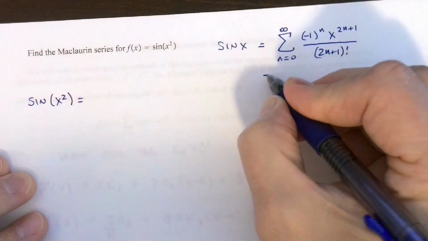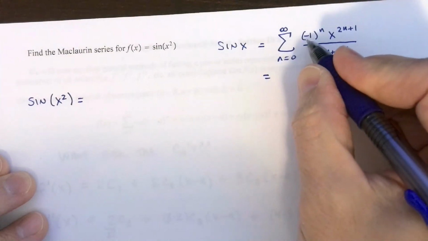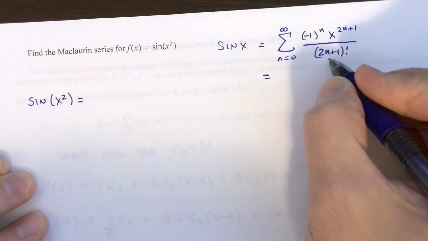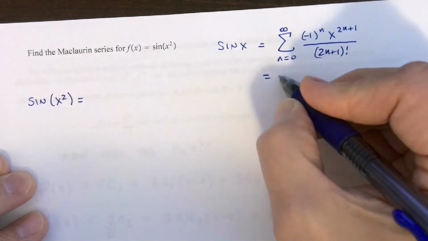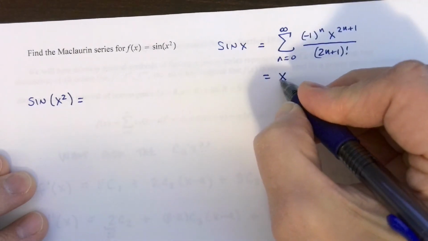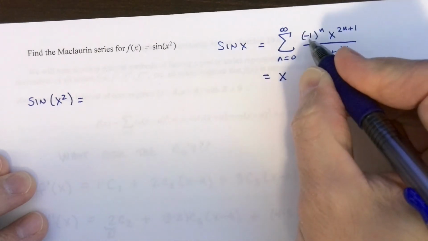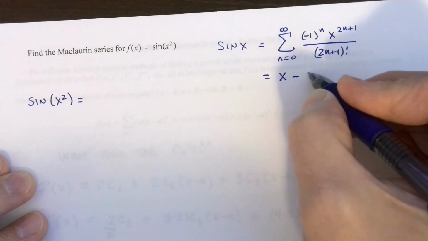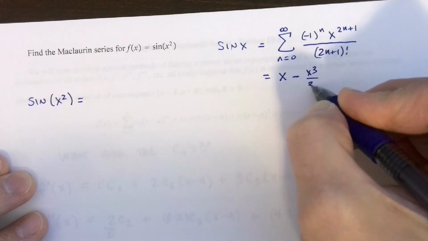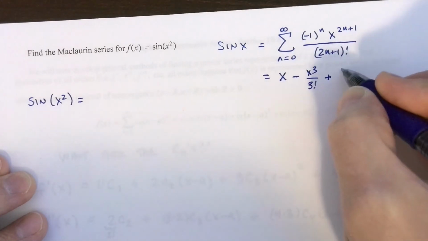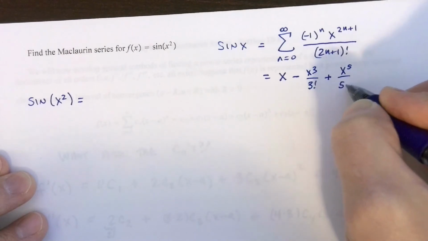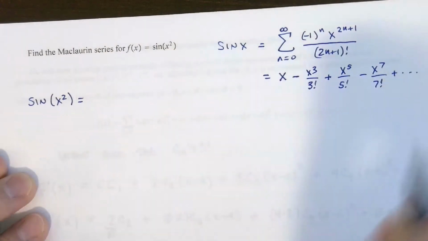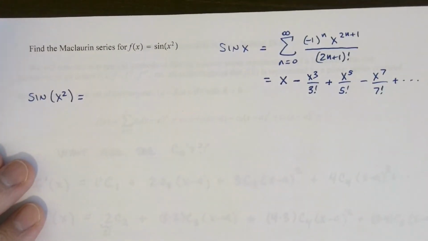Let's list this out. This is when n is 0, I get 1. I get x to the first power over 0 plus 1 factorial, which is 1. I get just x. Right? When n is 1, I get negative x to the 2 plus 1, x cubed over 3 factorial. And then what? Plus what? X to the 5th over 5 factorial. And then so on. So we see that pattern. We derive that. So that's what we have.